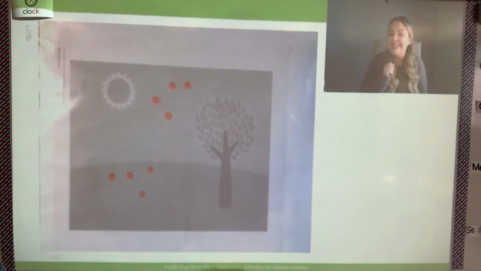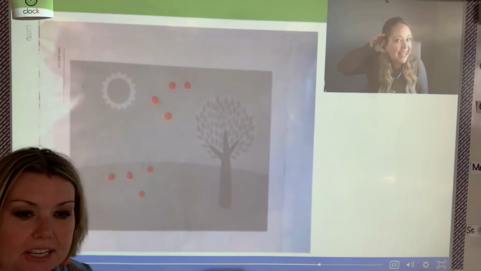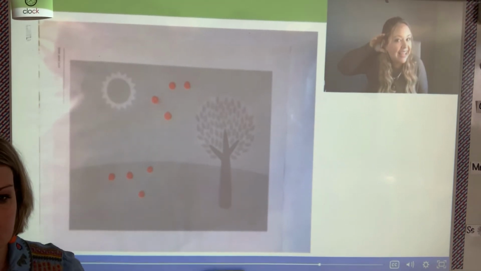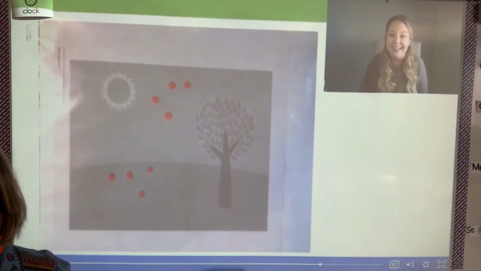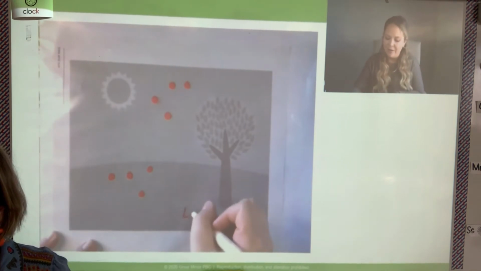Now let's write a number sentence about our robins. The robins will give us clues to help us write our number sentence. So how many robins are flying? How many are flying? Show me with your hands. 4, right? 4 are flying.